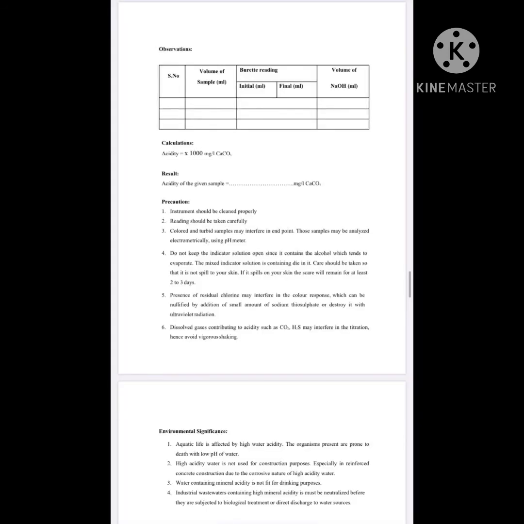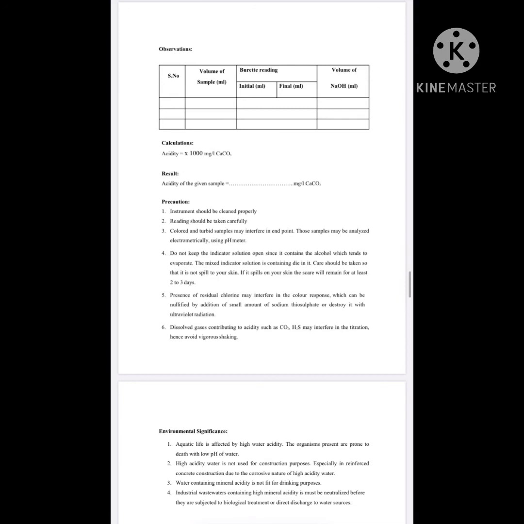You can see the observation table here. The readings are the same, initial burette reading and the final burette reading. And then we'll determine the volume of NaOH used by subtracting the initial and final burette readings. Then we'll repeat the same experiments 2 more times so that we can have 3 different readings. And finally we'll take the average of 3 different readings and we'll multiply it by 1000. That will give us the acidity of the water sample in milligram per liter.